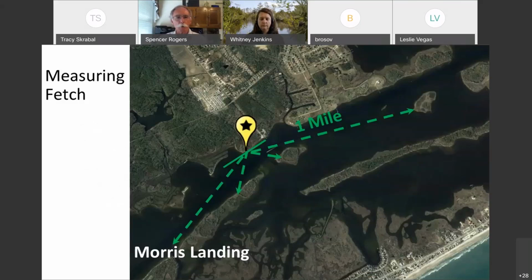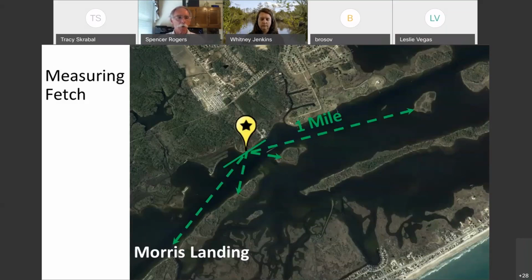So here's an example of our Morris Island site where we just put a push pin. So if we look at the average fetch in this case, it's relatively small, less than half a mile. But if we look at the northeast and southwest directions, it's over a mile. So if our dominant wind directions like northeasters are coming in from that area, wind waves may be an important issue in looking at fetch.